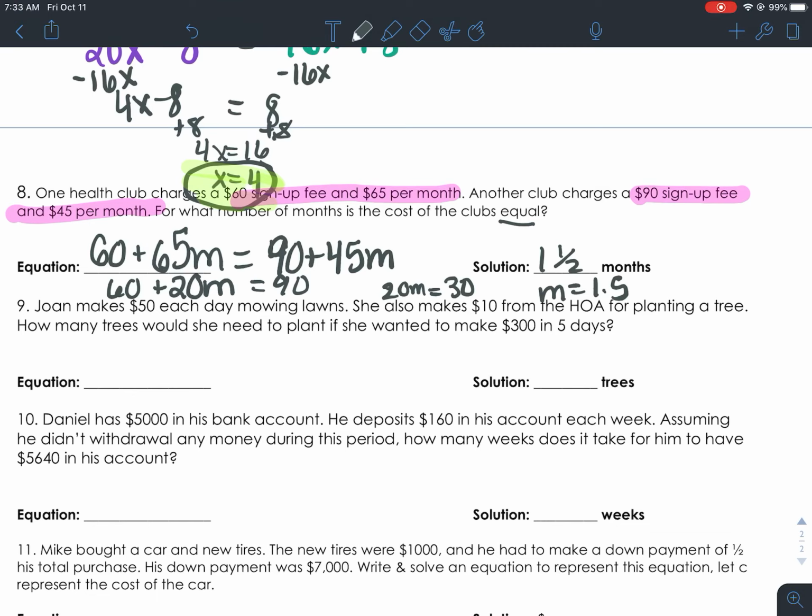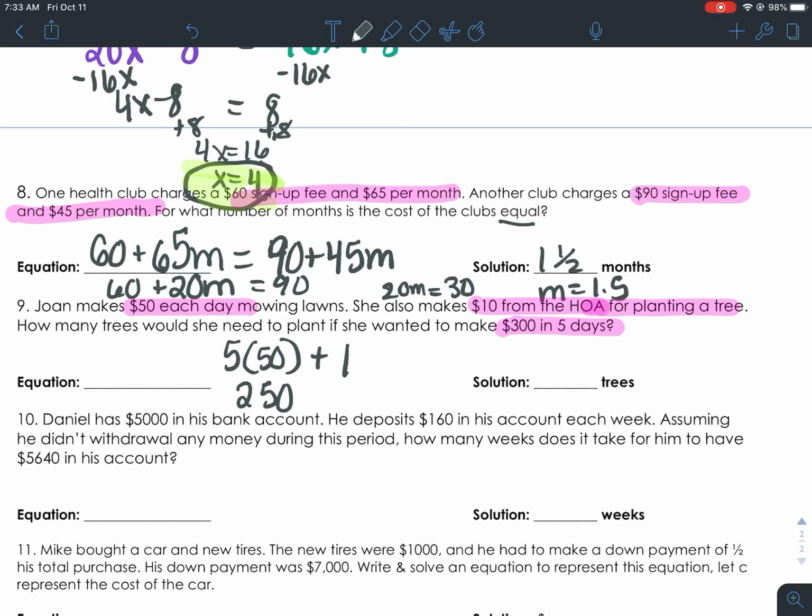Okay, Joan makes $50 each day mowing lawns. He also makes $10 from the HOA for planting a tree. How many trees would she need to plant if she wanted to make $300 in 5 days? So she's making $10 for each plant, that's important, and $50 each day, and she wants to make $300 in 5 days. So after 5 days, she makes $50 for each day, so we can multiply those two together. After 5 days, she's going to make $250.